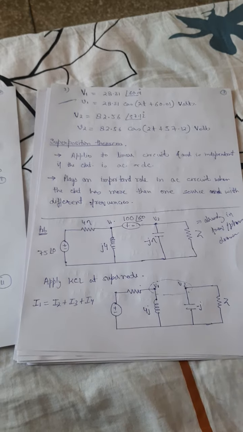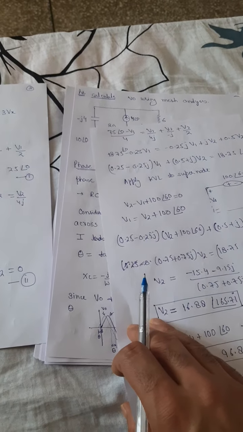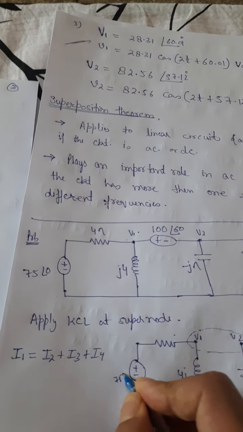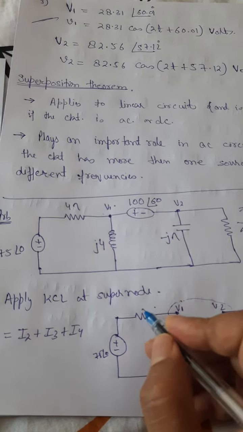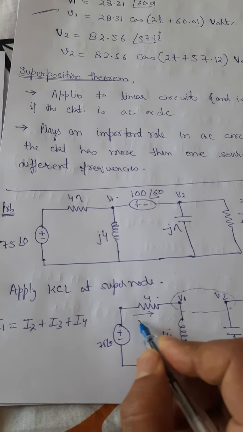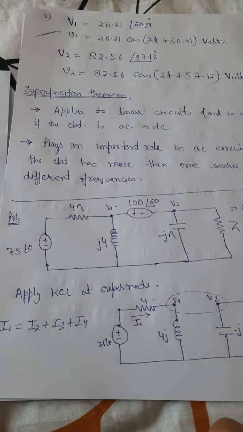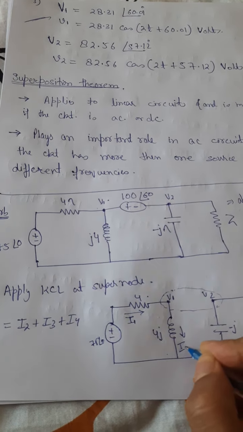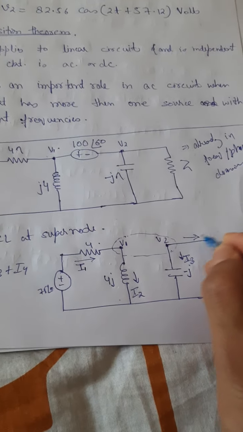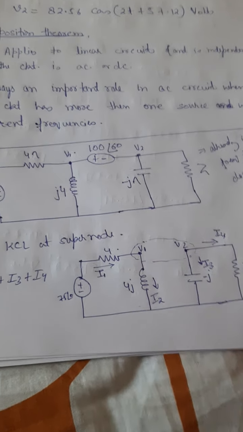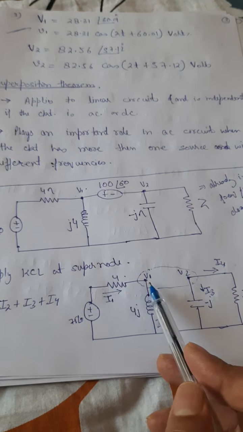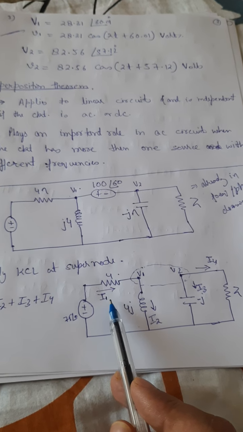Let me see the circuit. Suppose this was 75 angle 0 and this was 4 ohm. Suppose the current coming from this current source is I1. I2 is the current flowing in this inductor, I3 is the current flowing in this capacitor, and I4 is the current flowing in this 2 ohm resistor. As per KCL, if you apply KCL at this super node, what currents are approaching this node? Only one current is approaching, I1. And what are the currents leaving the node?